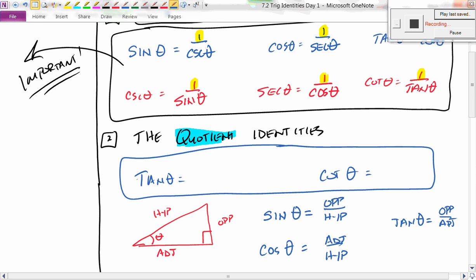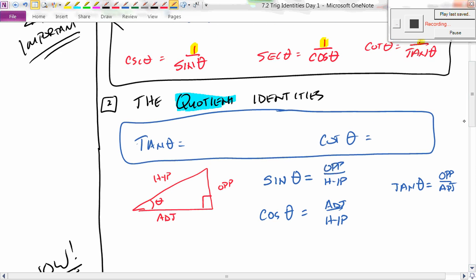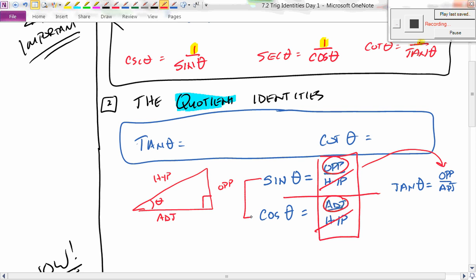Now here's the connection that few people actually see or make. What would happen if I just took a look at this part right here in the little box and made a giant fraction out of it? The hypotenuses cancel out. Very good. What are you left with? Opposite over adjacent, which is exactly what that says. So therefore, the tangent of theta can be written as the sine over cosine.